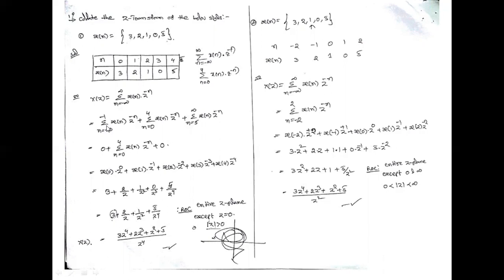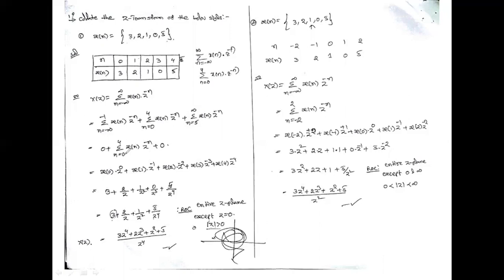Actually, the value for the negative values of n is 0 here, and the sequence starts from 0 to 4, and from 5 to infinite also the values are 0. So before n is equal to 0, and after n is equal to 4, the values in the given sequence are 0. That is what they are representing here. Minus infinite to minus 1, the value is 0 here, and 5 to infinite, the value is also 0. Got it, my students?